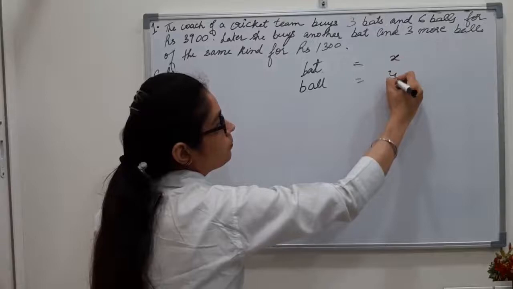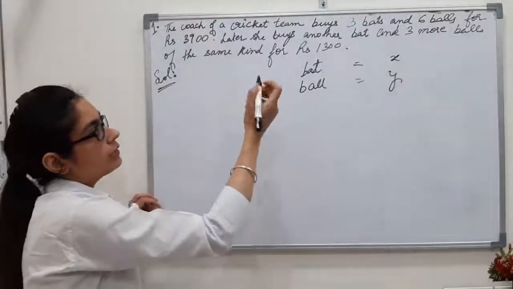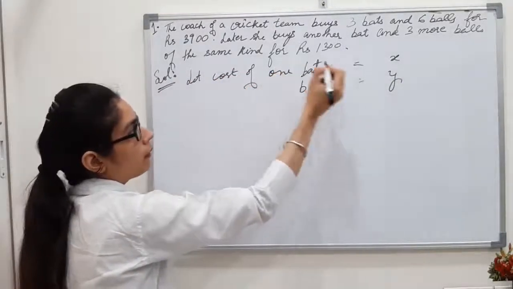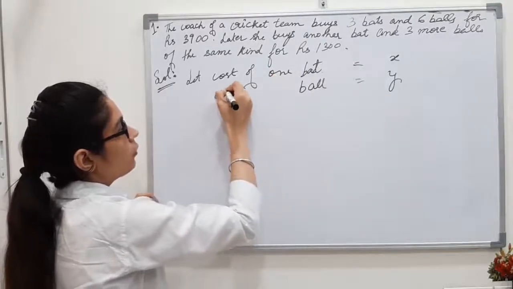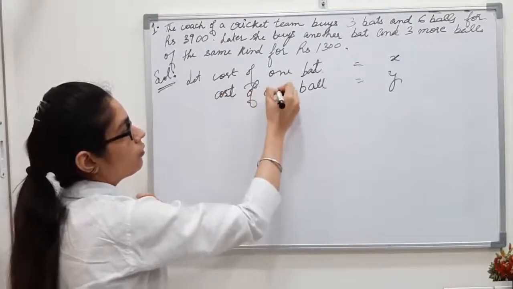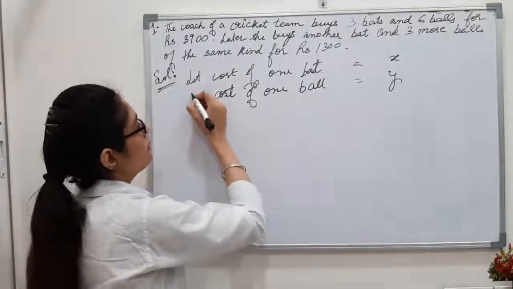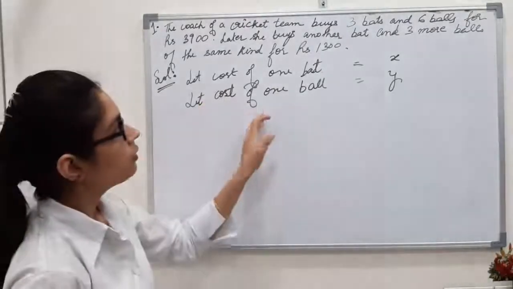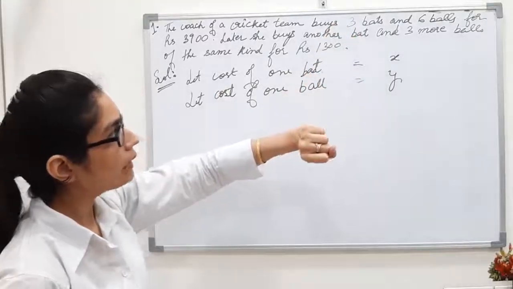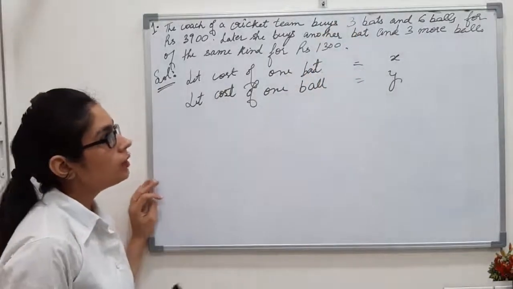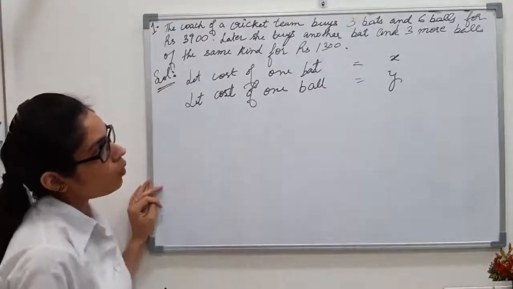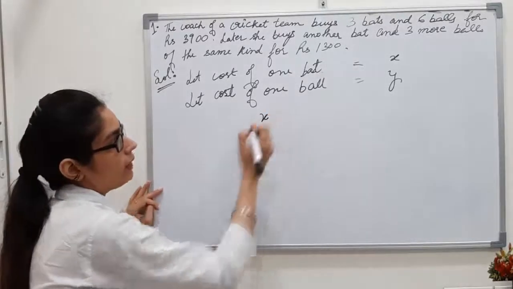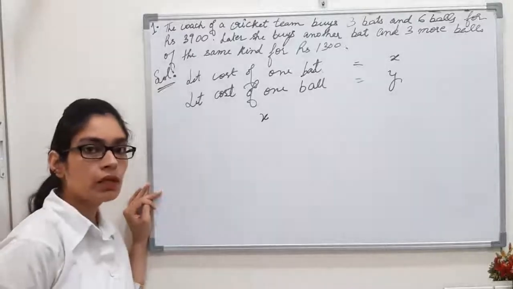So what do we have to assume? Since she is buying something, we will assume let the cost of 1 bat equals x and the cost of 1 ball equals y. These we are assuming. So she has bought 3 bats and 6 balls. If the cost of 1 bat is x, what will be the cost of 3 bats? It will be 3 into x.